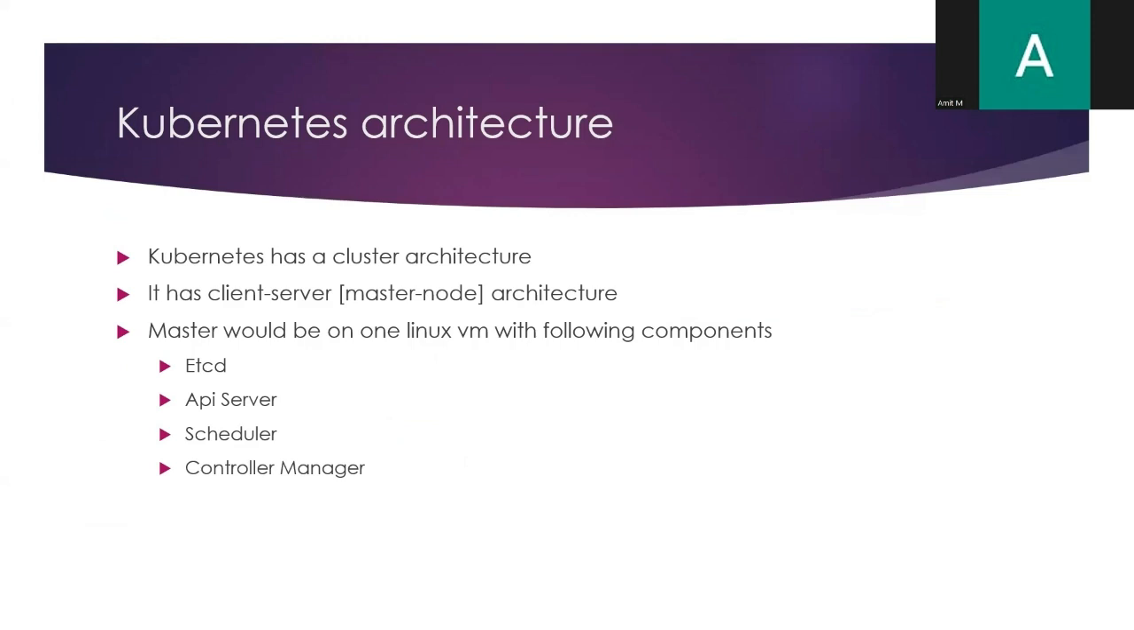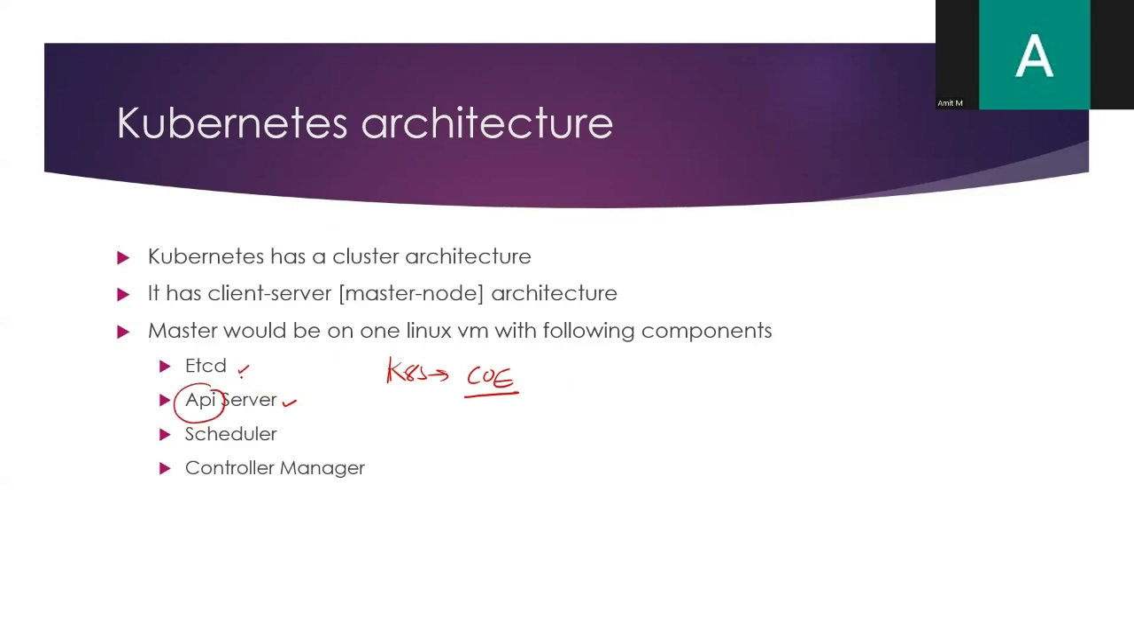Sometimes we refer to the master as a control plane as well, or as a COE engine. So whenever you refer to the master, it means you're talking about the Kubernetes engine, the Kubernetes COE engine. It has four components. One is the API server. As I explained in the previous session, Kubernetes is an API based product where each of the components is defined in the form of an API.